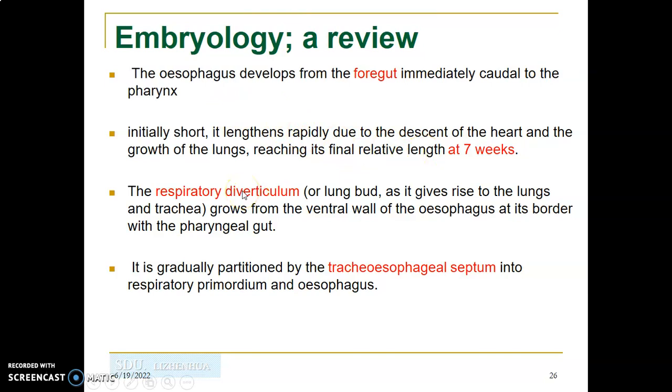Now, we have what you call a respiratory diverticulum. This respiratory diverticulum, or lung bud, gives rise to the lungs and the trachea. And they usually grow from the ventral wall of the esophagus, where the esophagus borders the pharyngeal gut. The respiratory diverticulum is gradually partitioned by the tracheoesophageal septum. So you form a respiratory primordium on the anterior aspect and the esophagus posterior.